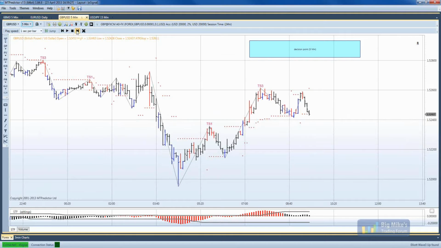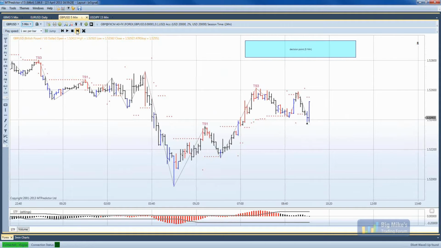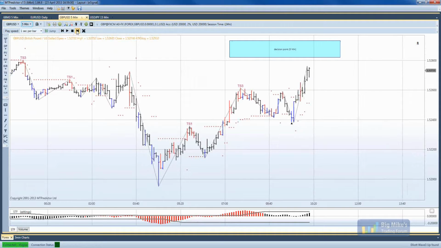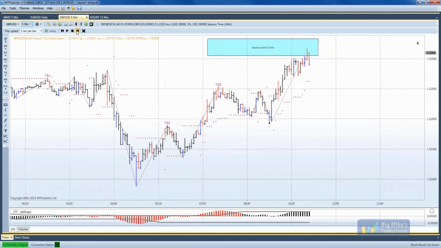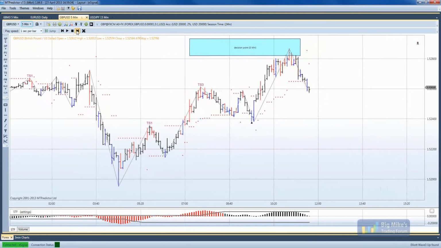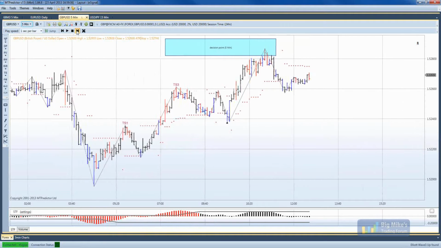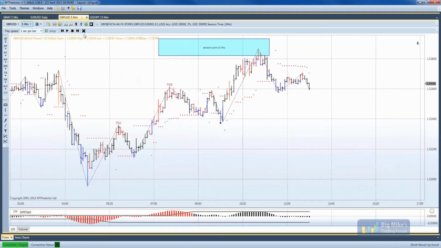If I now move forward, this is what the British pound did earlier, up into our level there, and there we go. And nailed the high there nicely before it came off.